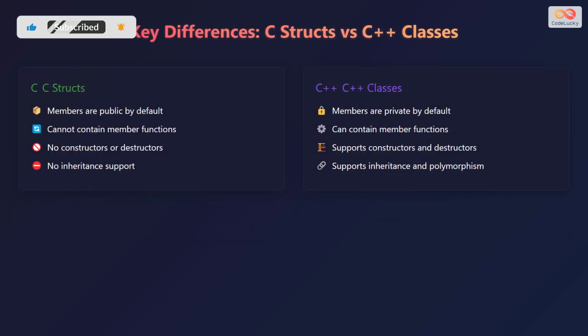Let's compare the key differences between C structs and C++ classes. On the left, you have C structs. Members are public by default. C structs cannot contain member functions. They also do not have constructors or destructors, and they do not support inheritance. On the other hand, C++ classes have members that are private by default, can contain member functions, support constructors and destructors, and support inheritance and polymorphism.